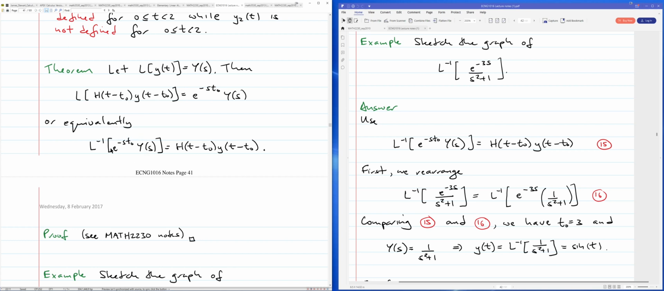If you're using this formula for the Laplace inverse, what you need to do is identify the key points in this formula. So what are the key points? The key points are the t0 and the big Y of s.